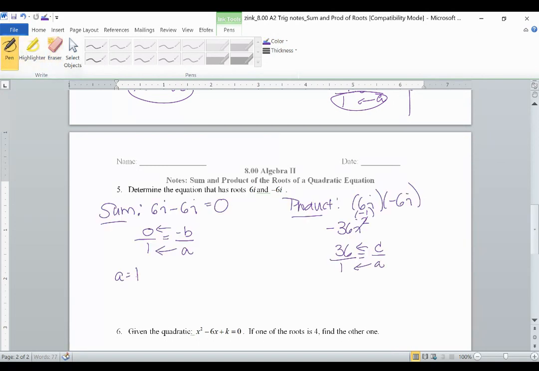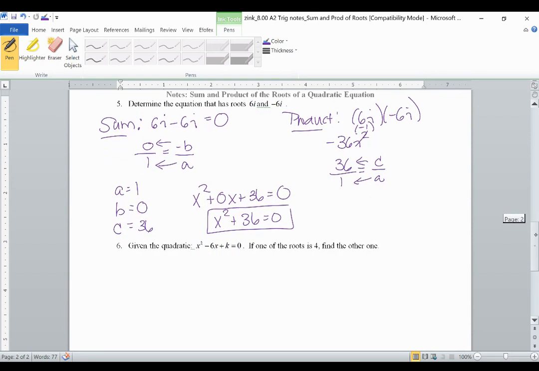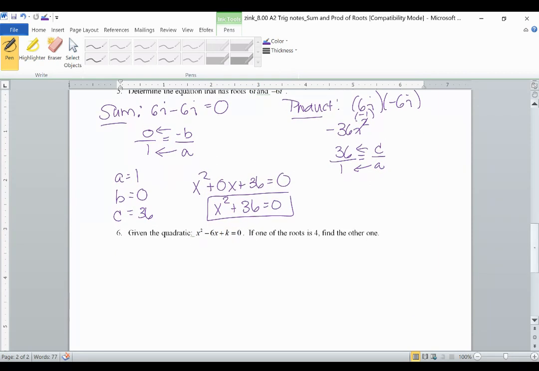So we know a is 1. Negative b is 0, so b is also just 0. And c is 36. So our final answer would be x squared plus 0x plus 36 equals 0. And usually we don't write those 0 terms, so x squared plus 36 equals 0 would be in simplest form. So it looks a little bit different there, but just follow the procedure and it'll get you to that spot.